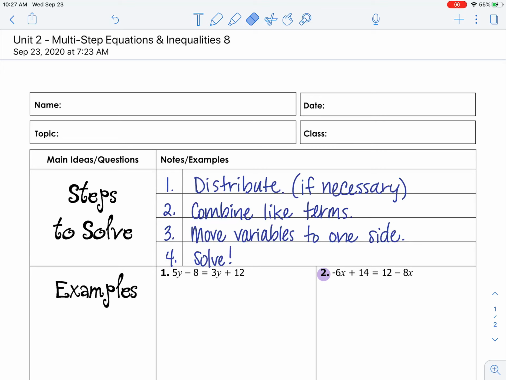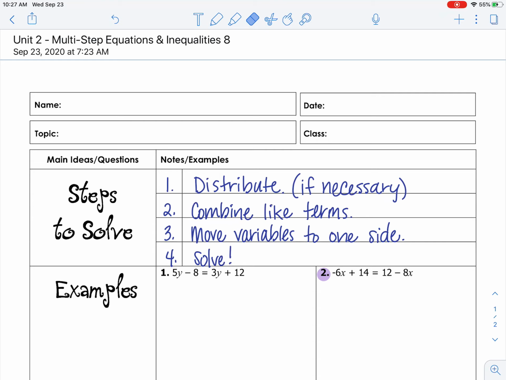Today we're going to continue talking about multi-step equations. Our multi-step equations today have variables on both sides. Up until this point, we've only looked at equations that have variables on one side. So if you are copying down these steps, then you see that we have added a step between the last time we were together and this time.